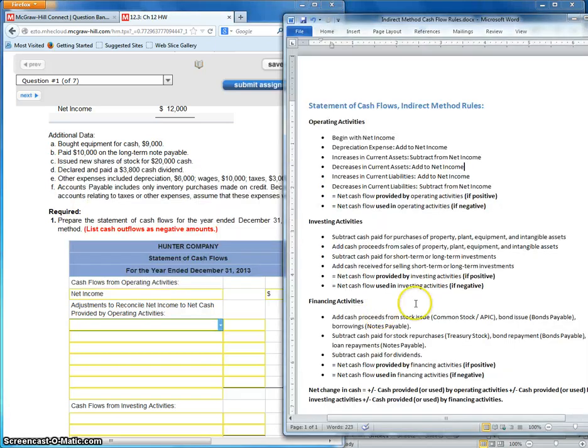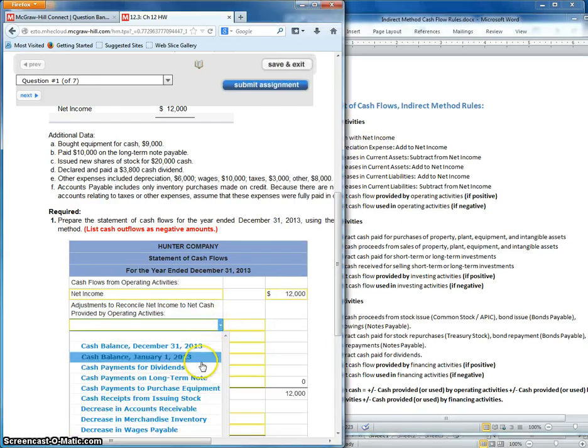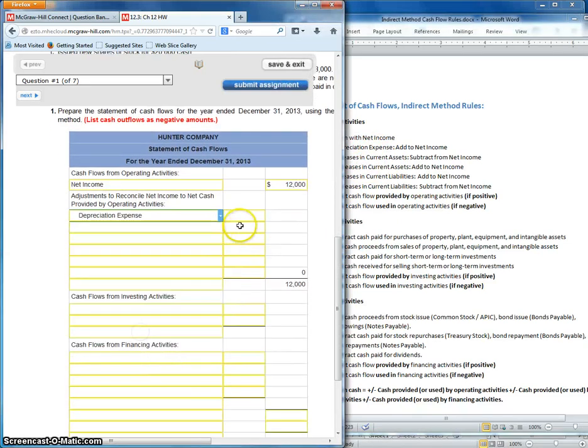And now my other rules are going to tell us what to do in this operating section. The next thing you want to do is add your depreciation expense. Once you put your net income in, add your depreciation expense, then go line by line on the balance sheet. So let's do that depreciation expense now. And we'll find that here, depreciation expense.